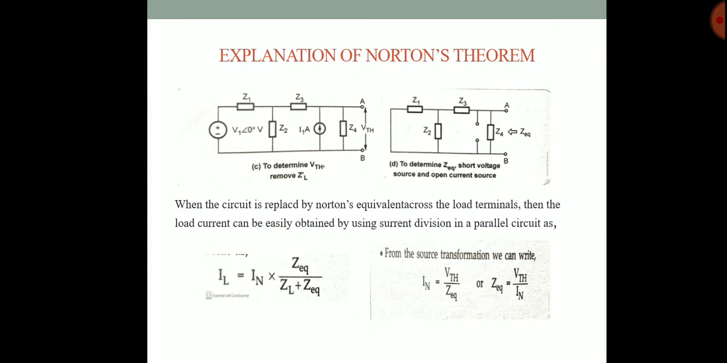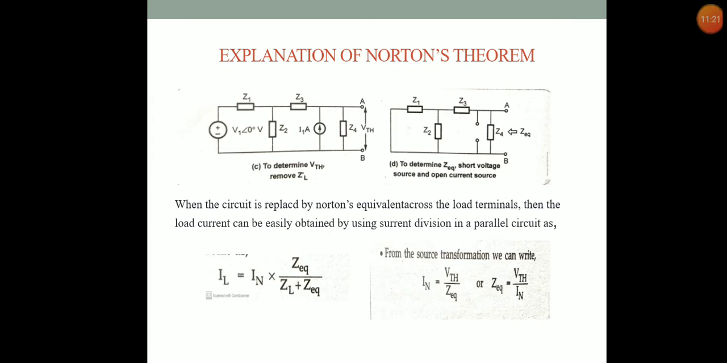The equivalent impedance is to be obtained by the same procedure as in the Thevenin theorem. So, when the circuit is replaced by the Norton equivalent across the load terminal, the load current can be easily obtained by using current division in a parallel circuit. This theorem is also called the dual of the Thevenin theorem.